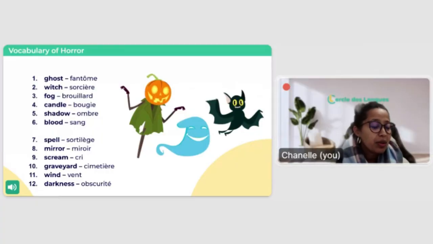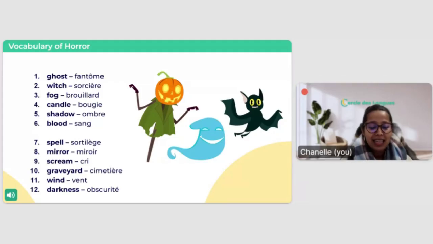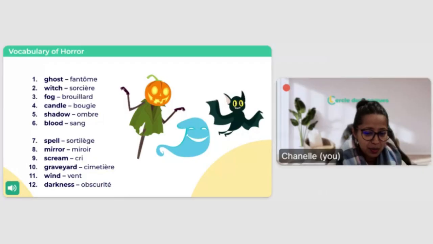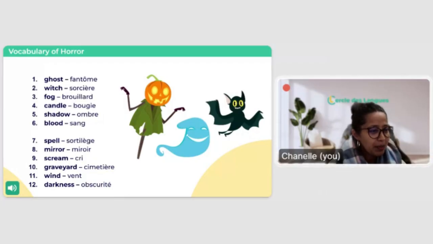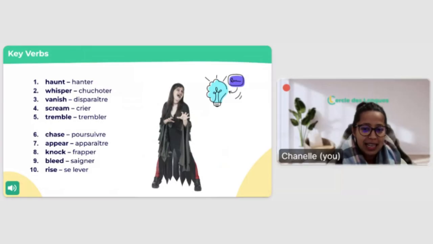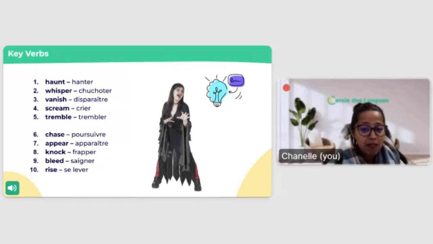So let's look at a little bit of vocabulary. We talk about ghosts, witches, fog, candle, shadow, blood, spell, a mirror, a scream, a graveyard, wind, and darkness. We might see some of these examples mentioned in the slides to come. Key verbs that you might see as well are haunt, whisper, vanish, scream, tremble, chase, appear, knock, bleed, and rise.